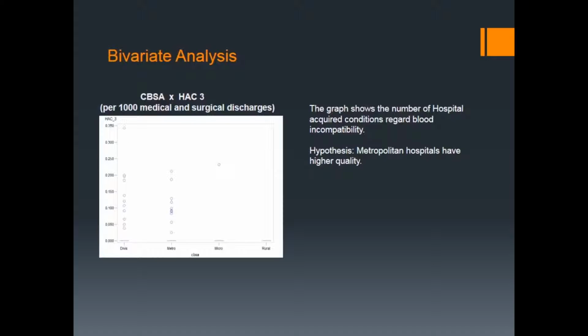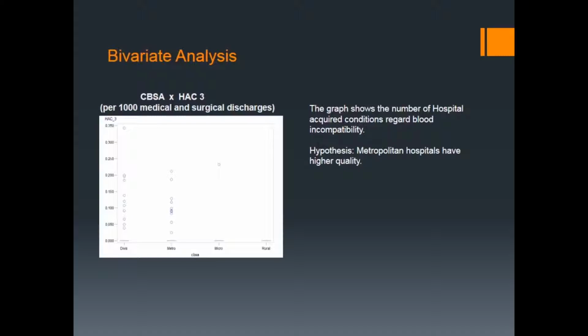To the left, you can see CBSA, which is region, to Hospital Acquired Condition 3, blood incompatibility. On the graph to the left, you can see that division and metro hospitals have a higher percentage rate of patients experiencing blood incompatibility. Most of the metro facilities have a 5 to 15% chance of patients experiencing blood incompatibility, along with division having a 5 to 20% chance of patients experiencing blood incompatibility.